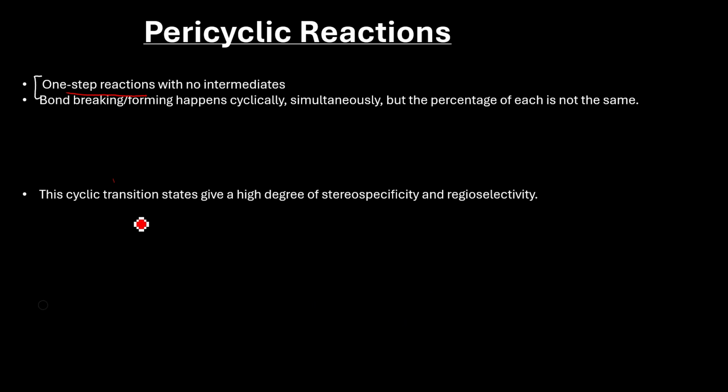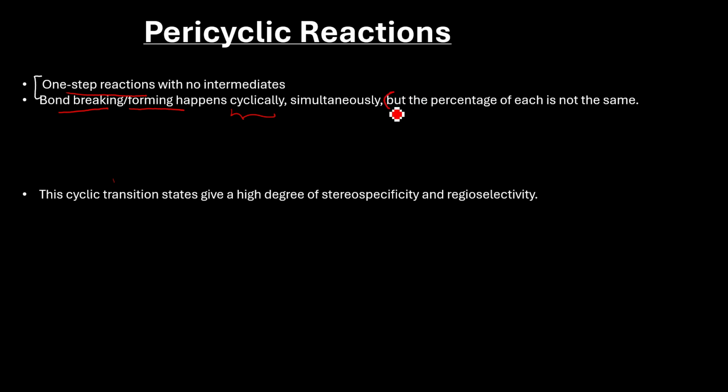And then as the second, there are a few conditions for a particular reaction to become a pericyclic reaction. The first thing is that bond breaking and bond forming happen cyclically and simultaneously. I think you know the meanings of these things. Cyclic manner, and simultaneously means bond breaking and forming happen at the same time. When a particular bond breaks, another bond forms. Both things happen at the same time.